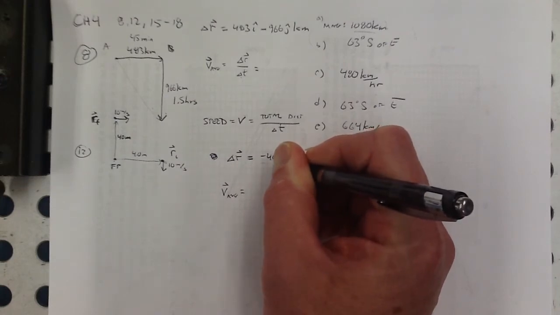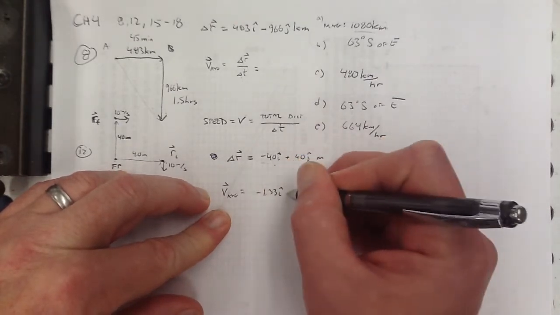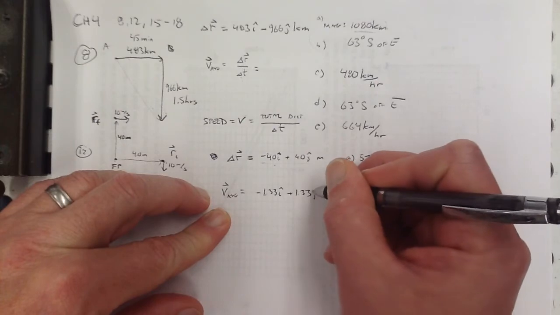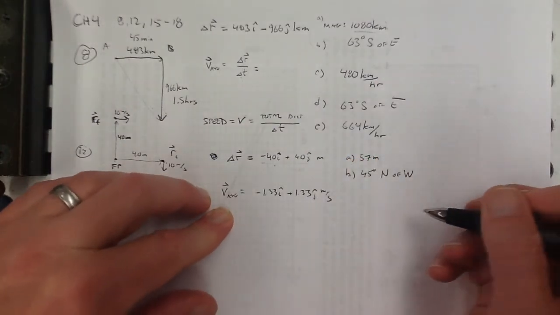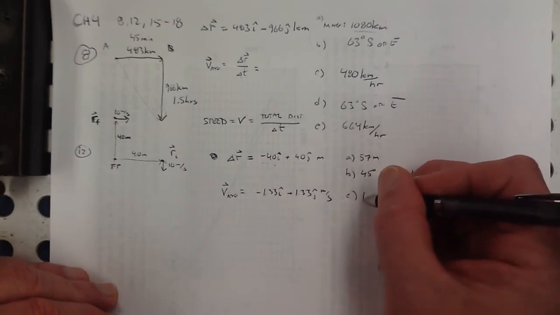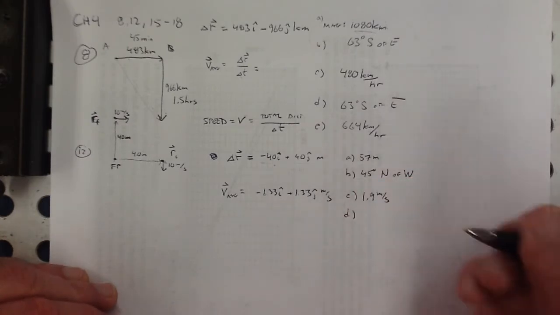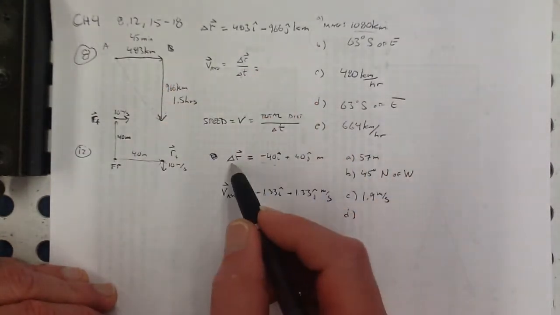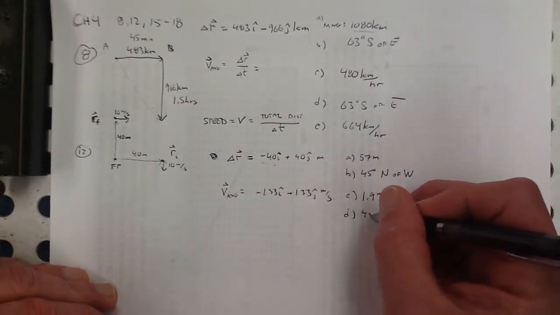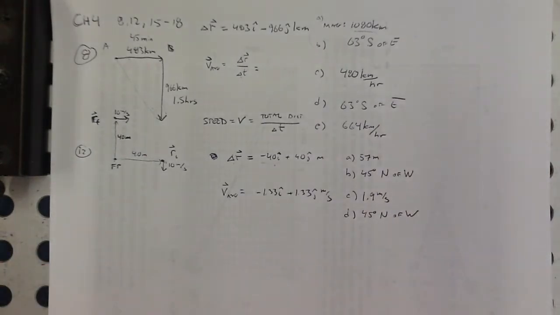Right? So dividing those, that's negative 1.33 i plus 1.33 j meters per second. And I can Pythagorize that, or just multiply by the square root of 2. That's 1.9 meters per second. And the direction of the displacement and the direction of the average velocity are not ever going to be different. Let's see where we are at here.